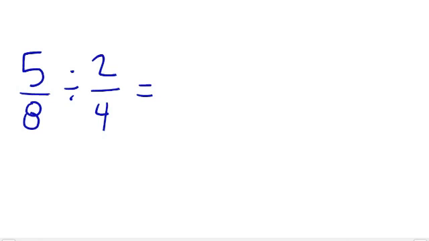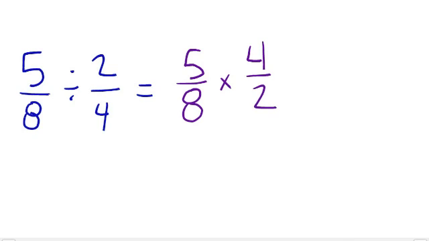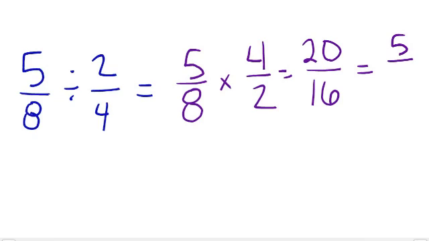Alright, this is the last one. So, same thing, 5/8 multiplied by the reciprocal of 2/4, which is 4/2, which gives us 20/16, right? And that shares a common factor of 4, so 20 divided by 4 is 5, and 16 divided by 4 is 4, and 5/4 simplifies to 1 and 1/4.